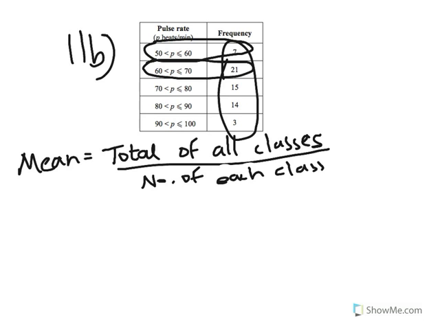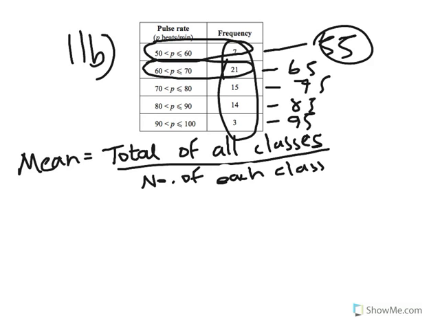So in this case, the pulse rates are a range. So what you need to do is take the midpoint of the range to find an average for the mean. Let's discuss the top one. In this case, it's 50 plus 60 divided by 2, which is just 55. In the second one, it would be 65. Third one, 75. Fourth one, 85. And fifth one, 95.